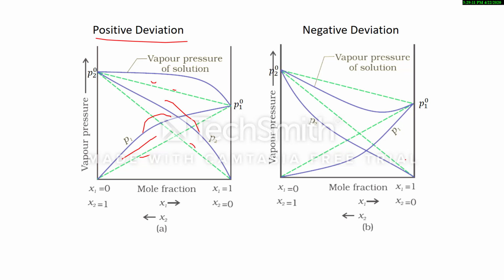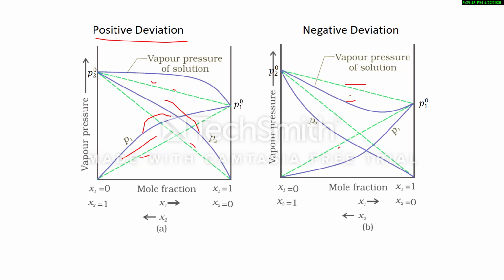Now in case of negative deviation, this green line again represents the ideal condition, and these blue lines represent the solution having negative deviation. That's why P1 is less than the ideal condition, P2 is also less than the ideal condition, and this is also less than, sorry, this total for the ideal solution, and this line represents the solution with negative deviation. I think this is clear to you.